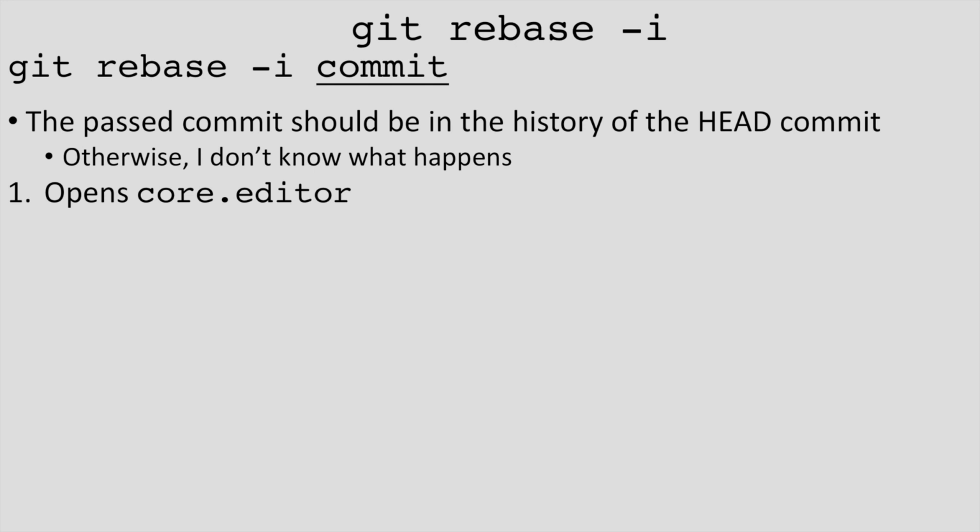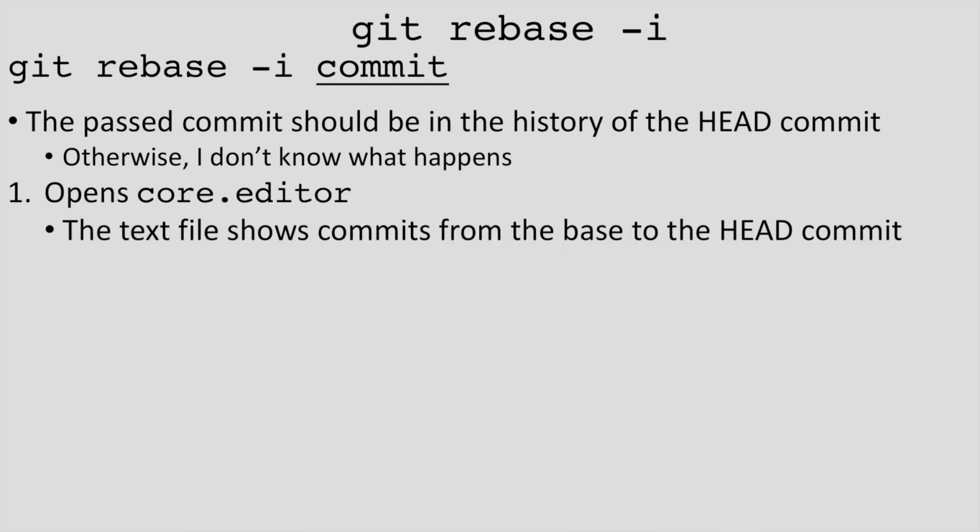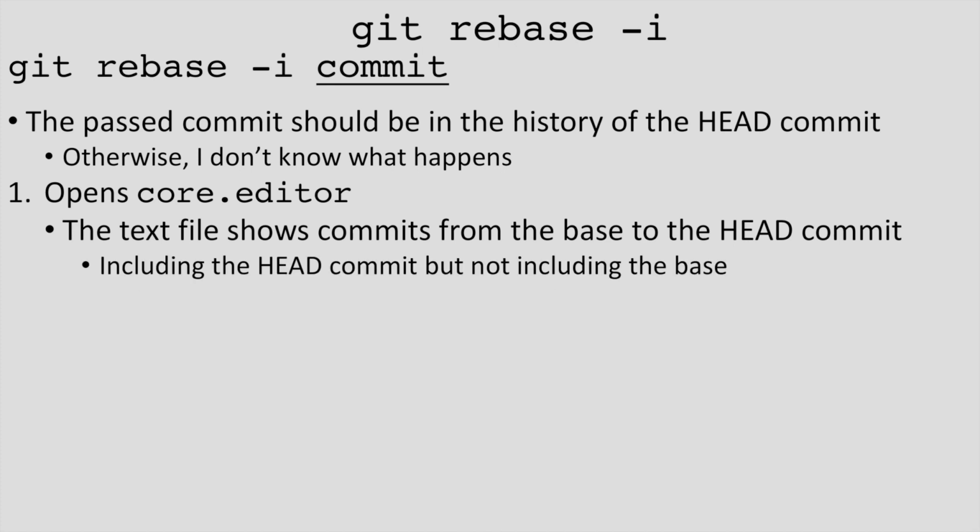And the file will show all the commits from base to the head commit, including the head commit but not the base. You get to modify the file, and by modifying the file, you communicate with the command. Now, in some tools, it will include the base. And I know for sure that it does in JetBrains tools.